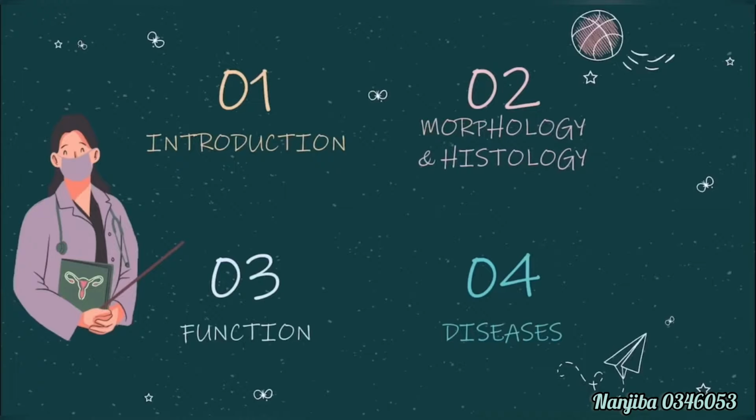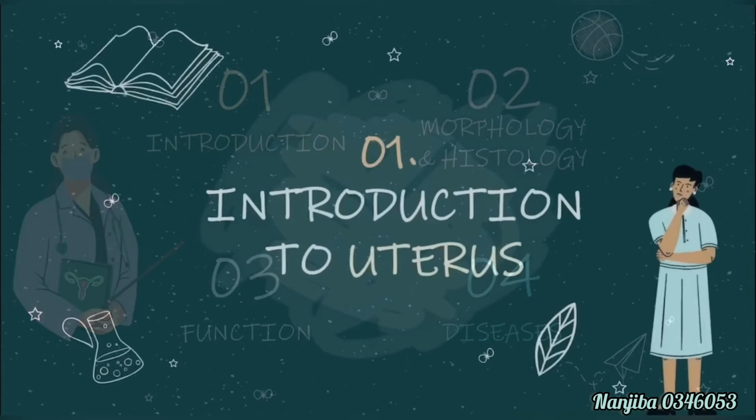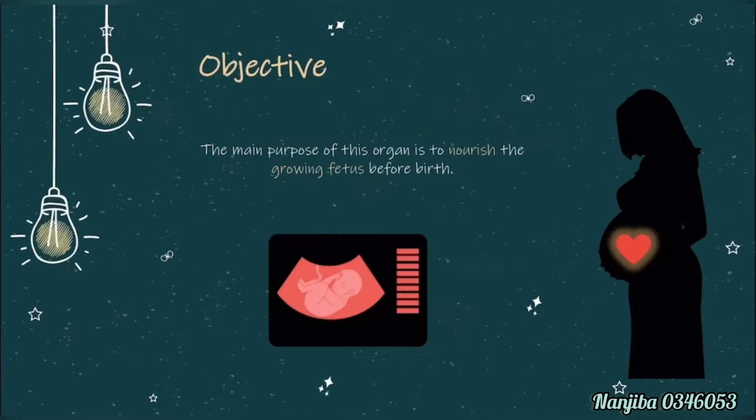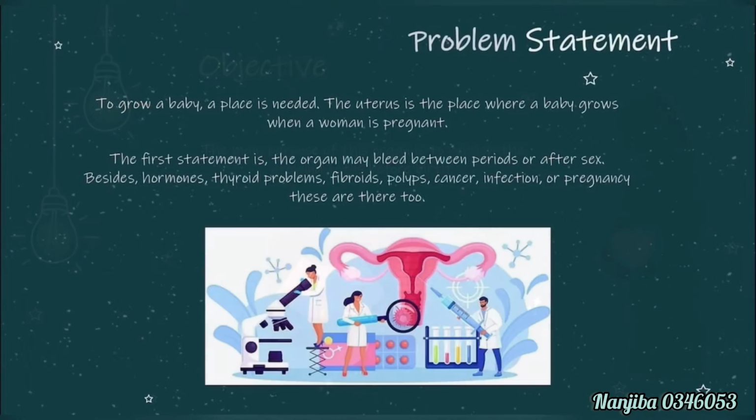Here is the briefing of the topics we will be covering for our given organ, which are introduction, morphology and histology, function and diseases. Now let's get introduced with the organ uterus. The main purpose of this organ is to nourish the growing fetus before the birth. The first problem statement is the organ may bleed between periods or after sex. Besides, hormones, thyroid problems, fibroids, polyps, cancer, infection, or pregnancy, these are some of the problem statements too.